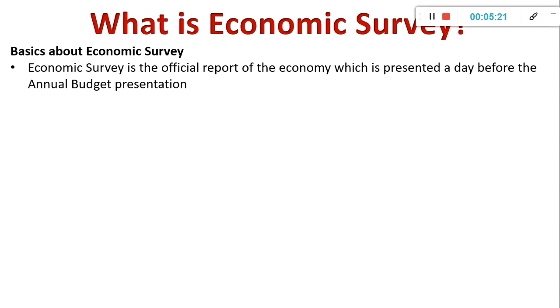Now, this budget presentation happens on February 1. The day before that, January 31st, there is something called the economic survey which is released. It is a much bulkier document, and it is very, very important for UPSC, from which a lot of questions come, both in prelims and mains. So it comes one day before.